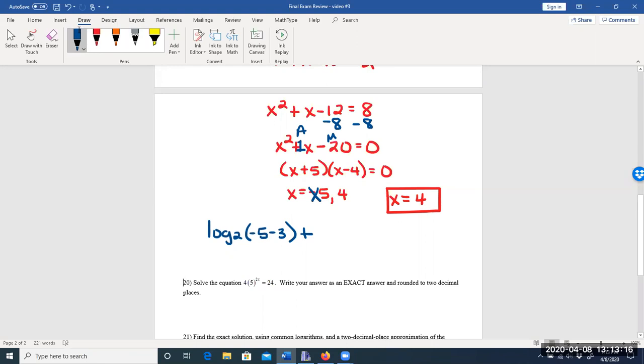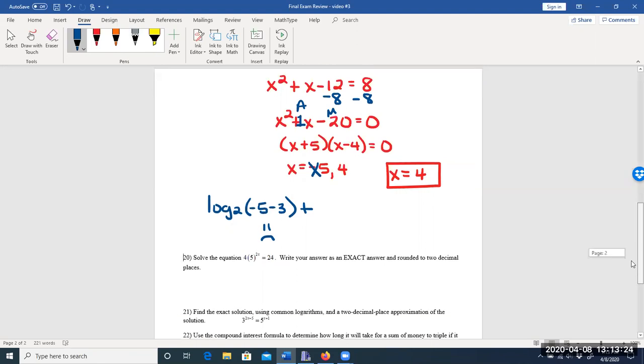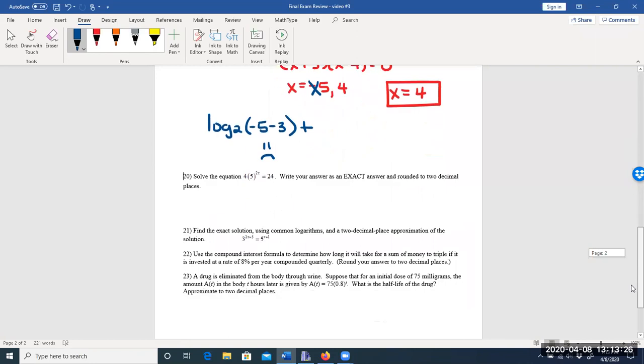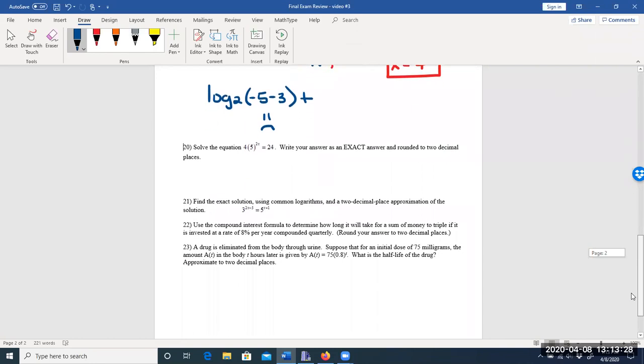If you used 4 and plugged 4 in, we would be just fine. We just need to make sure that our solutions do not involve taking the log of 0 or the log of a negative number.